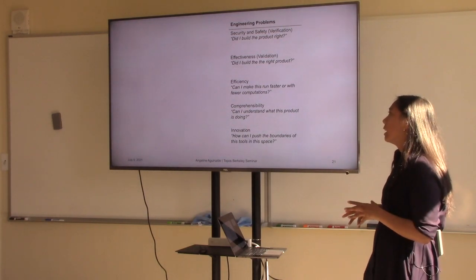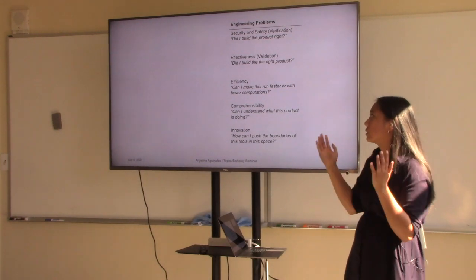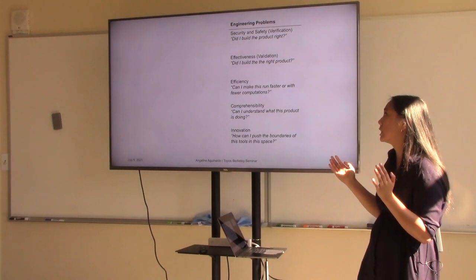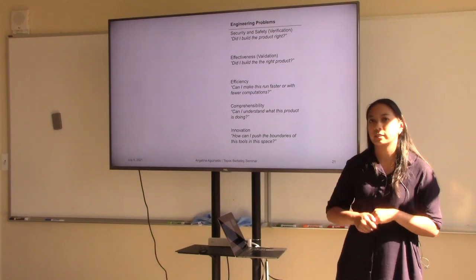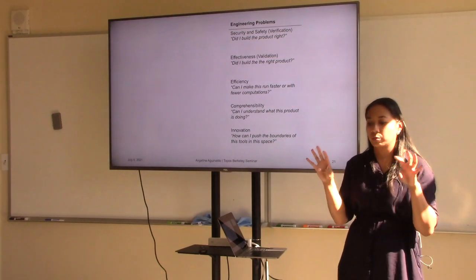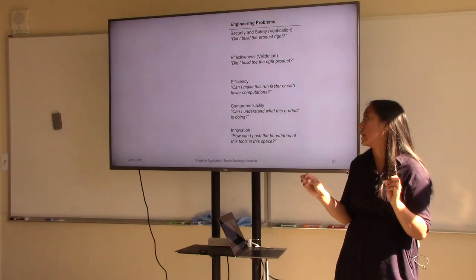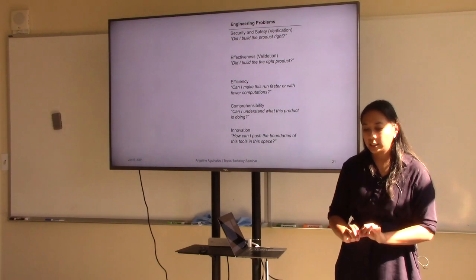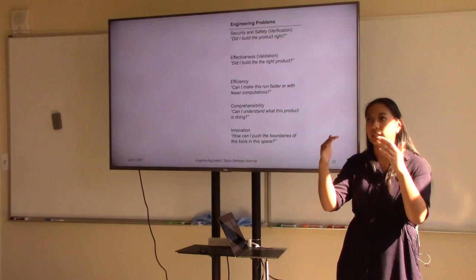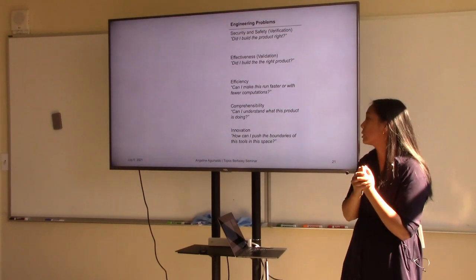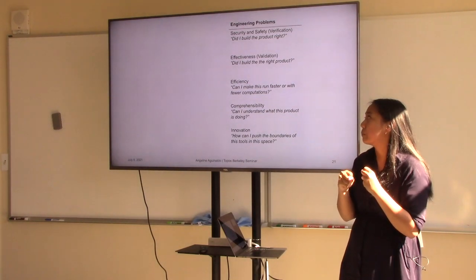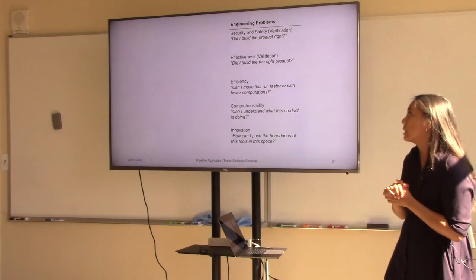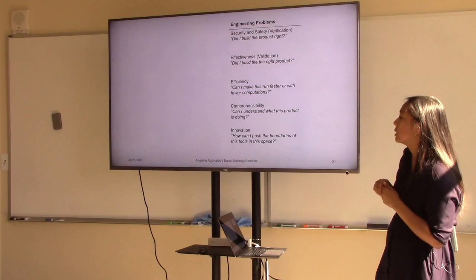The second one is effectiveness, which is also termed validation. So did I build the right product? Compared to a desired conceptual model or desired behavior I want the system to have, does my implementation map exactly to this conceptual model that I'm interested in? So I think that's just another question I have.